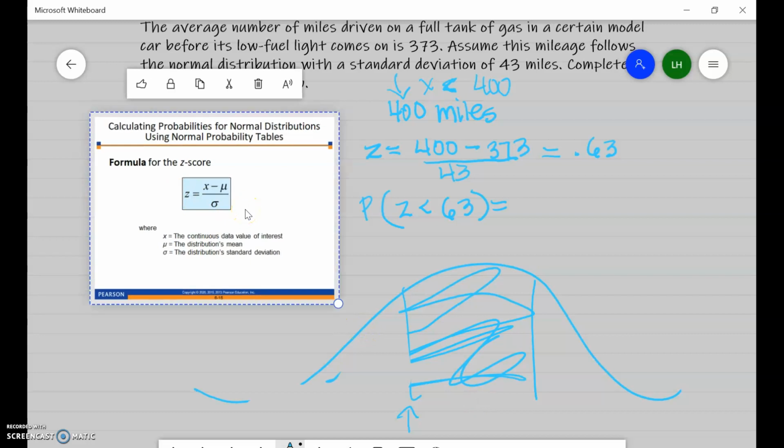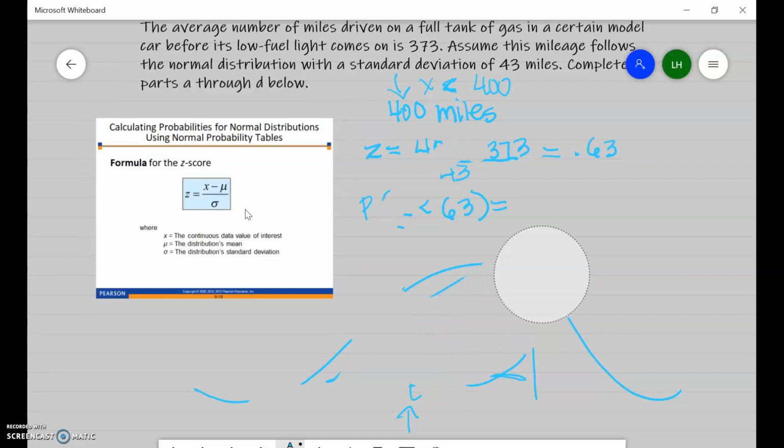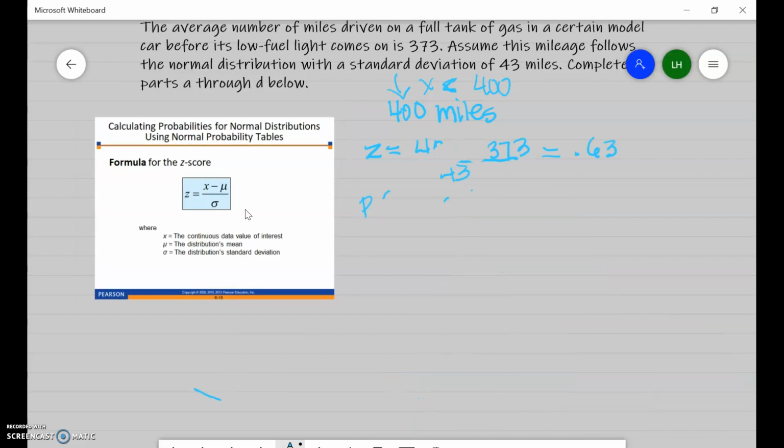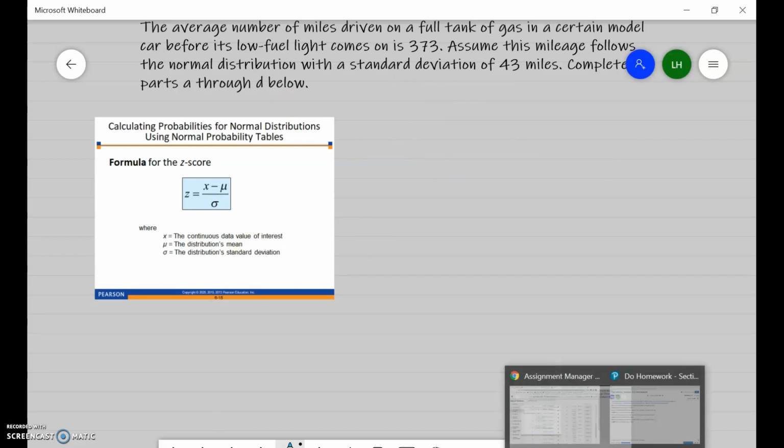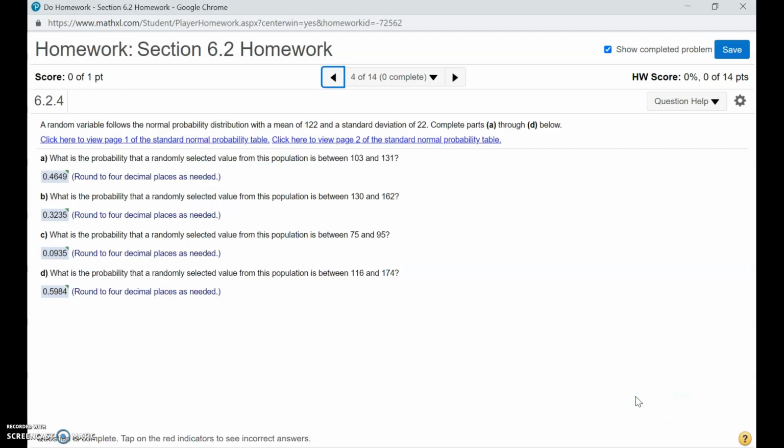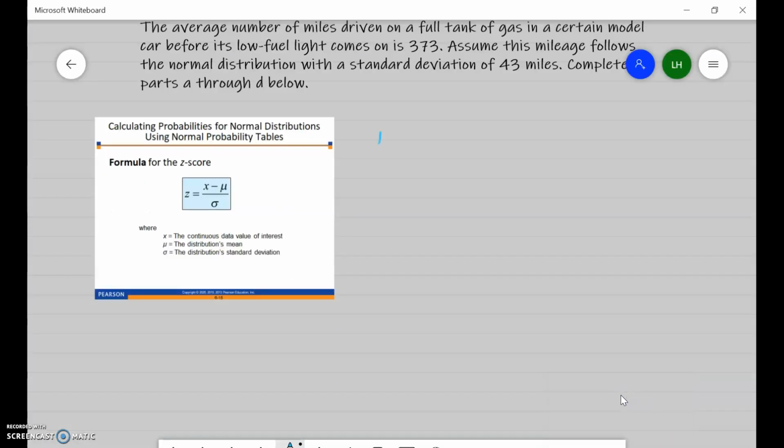You're going to plug the values in, find the z-score, and then instead of putting it into Excel like we just did in the previous video, you're going to look it up on the table. So I'm just going to work one of these. So the mean is 122 and the standard deviation is 22. And I'm going to work the first one.